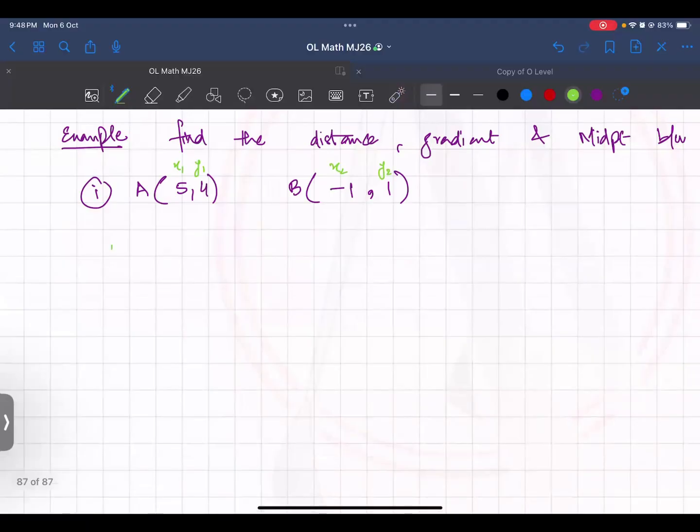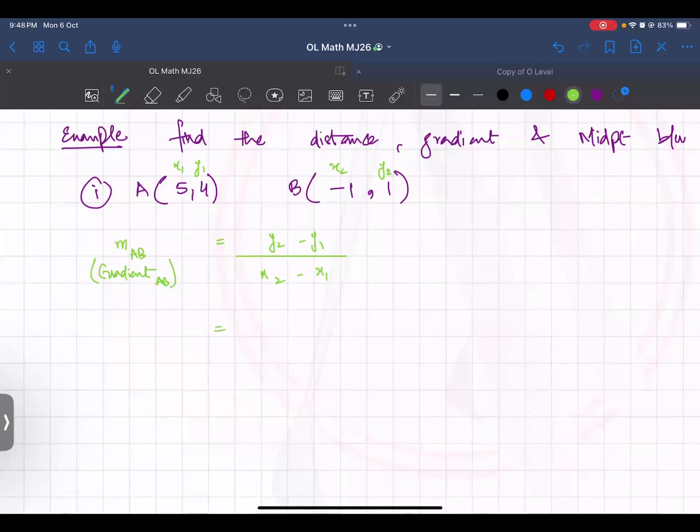Now, if you want to find the gradient, small m AB, the small m means the gradient. So this means the gradient of AB. Whenever I write a small m, it will always be the gradient. The formula is y2 minus y1 upon x2 minus x1.